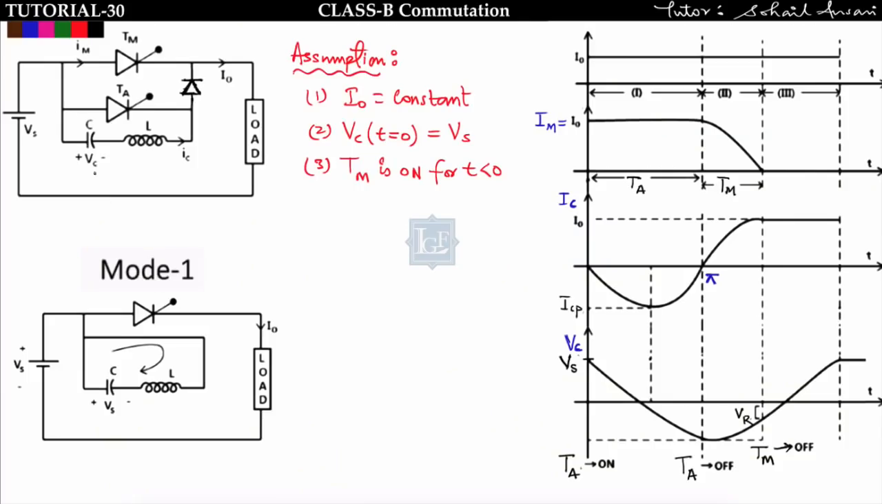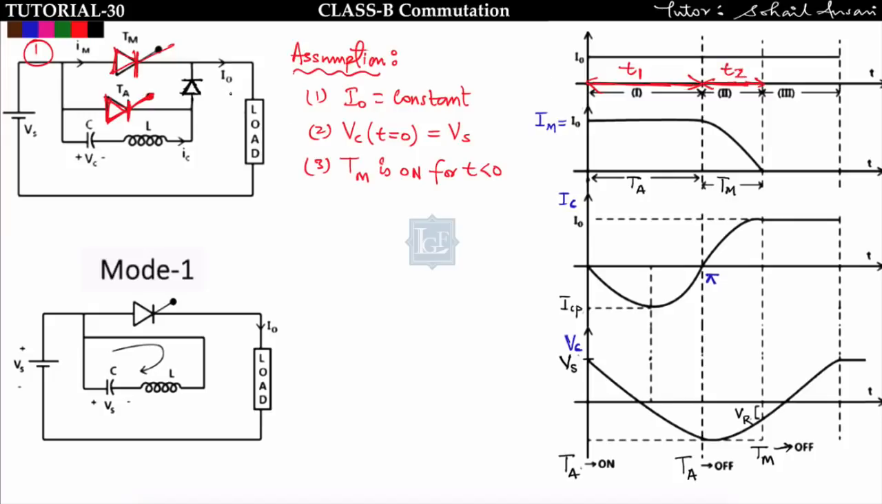This is the circuit diagram of current commutation. Here TM is the main thyristor, and TA is the auxiliary thyristor which helps in commutation. Let us understand one by one. There are three modes in this type of commutation circuit. Mode 1 is from here to here, and let us say the time taken is T1. Mode 2 is from here to here, with time T2.